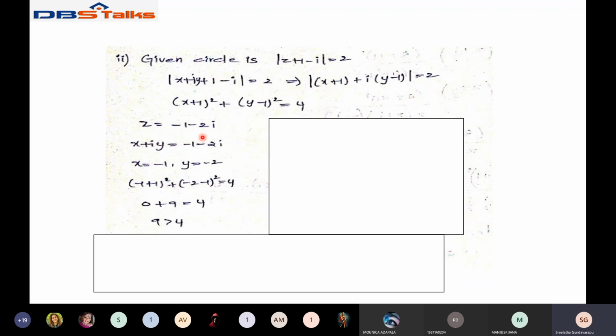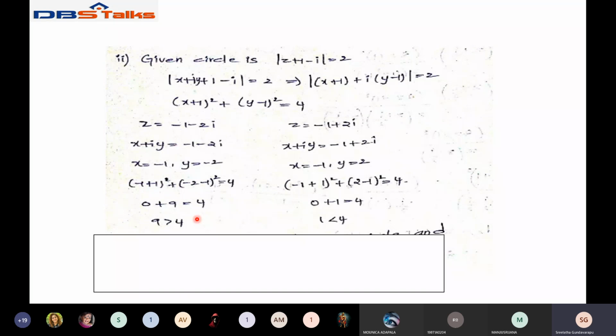To verify whether the two poles are inside or outside the circle: the first pole is z equal to minus 1 minus 2i. So the real part x is minus 1, y equal to minus 2. Substitute these values in the circle equation (x plus 1) whole square plus (y minus 1) whole square equal to 4. We get 9 greater than 4.